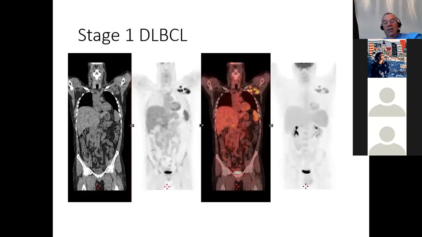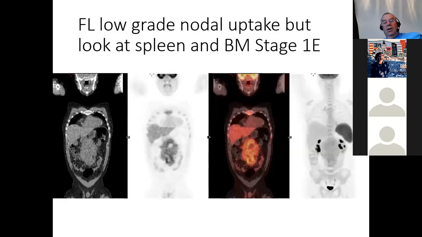So here we have a stage 1 diffuse large B-cell lymphoma, and in stage 1 the disease is limited to one site. So in this case it's all axillary. So this is a stage 1 disease.